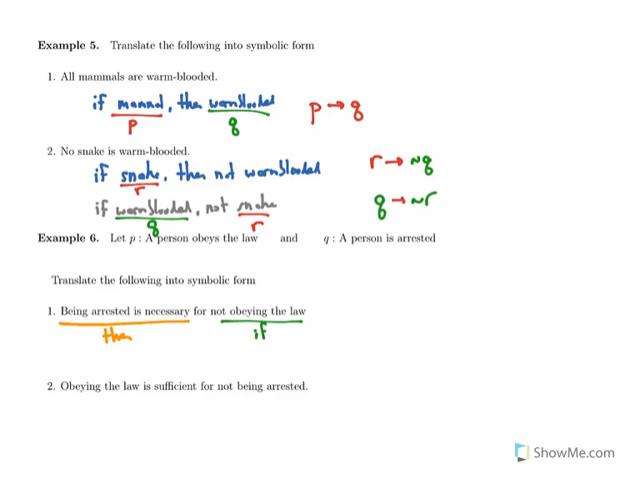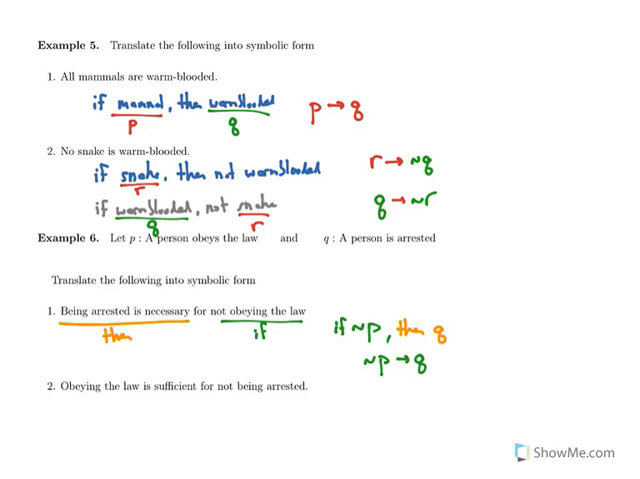So we're saying if a person obeys the law, if P, then Q. And of course, we actually don't want if P. Not obeying the law is our statement. So this should be if not P, then Q. Not P implies Q.